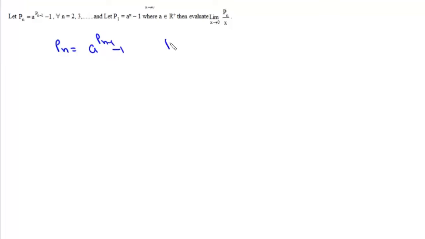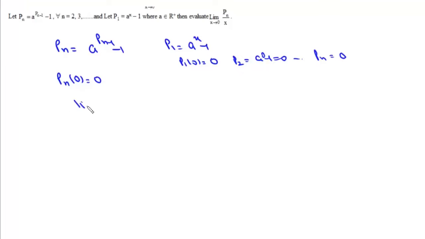Now here we are given a recursive relation which is P_n equals a to the power P_(n-1) minus 1, and let P_1 be a to the power x minus 1. Now if we find P_n at 0, then P_1 is e to the power 0 minus 1, which is 0. And if we put P_1 as 0, then P_2 will be e to the power 0 minus 1, which is 0. So that's how we'll get all these P_1, P_2, P_n as 0. So P_n(0) will be 0.